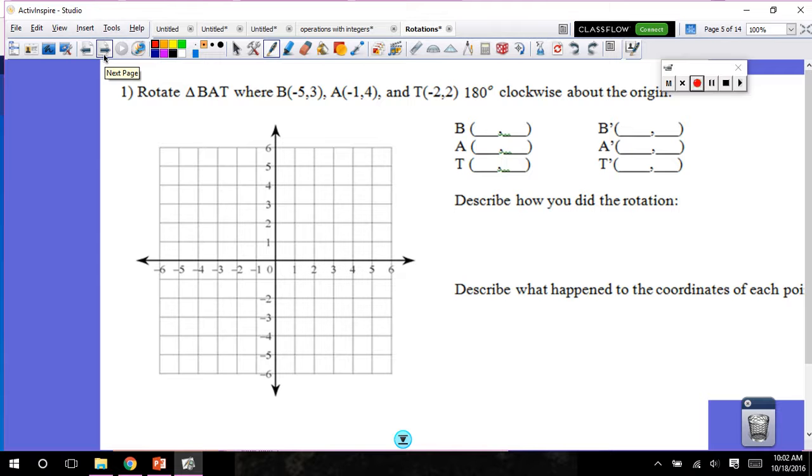Okay, we're going to rotate triangle BAT, B-A-T, where B is negative 5, 3, A is negative 1, 4, and T is negative 2, 2. We're going to rotate it 180 degrees clockwise about the origin. Okay, first I would start with my point. Rotating about the origin. The origin again is where? 0, 0. So I always put that point on my graph.